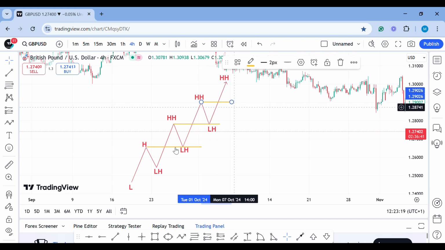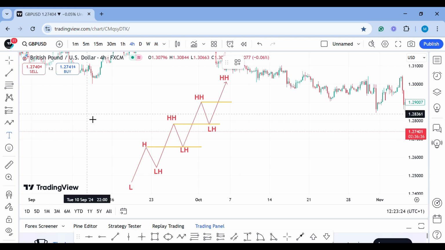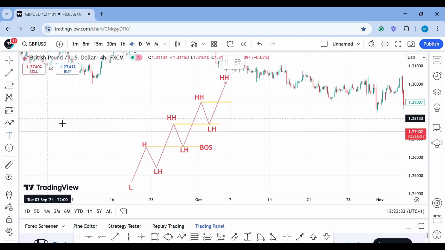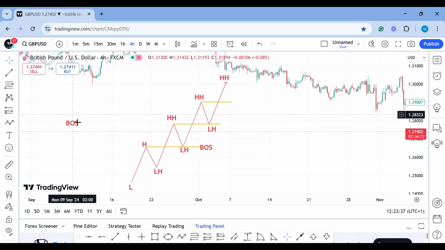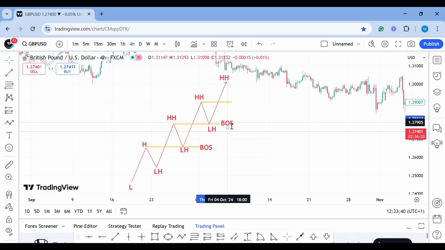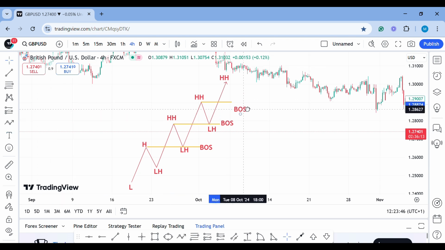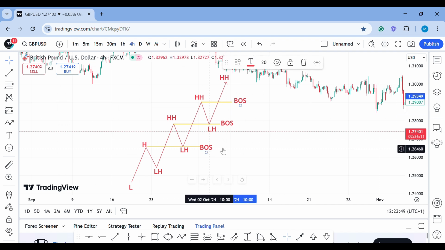This is known as break of structure, which is called BOS. Break of structure. You can see break of structure, break of structure, break of structure.